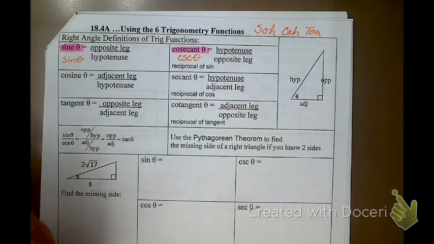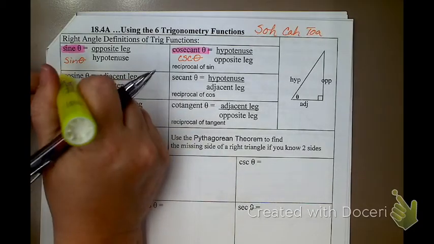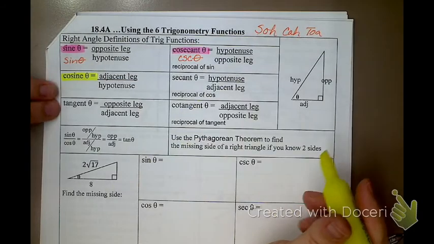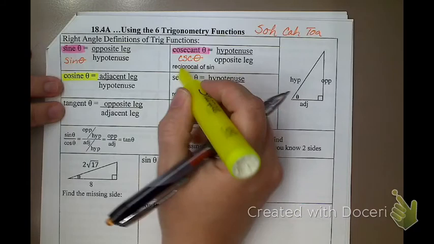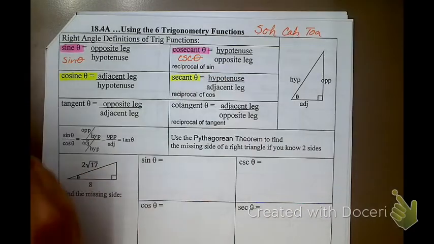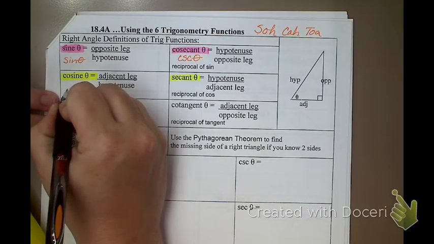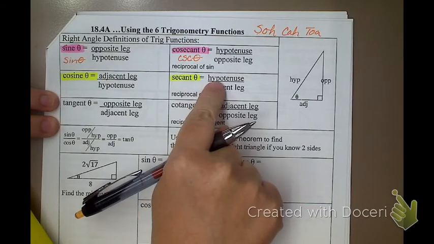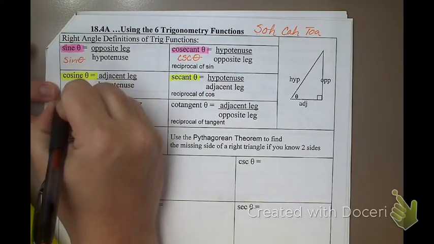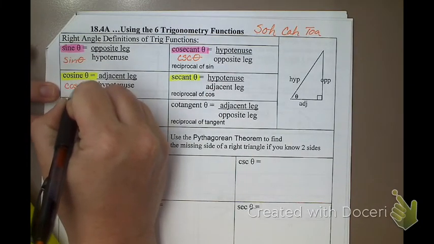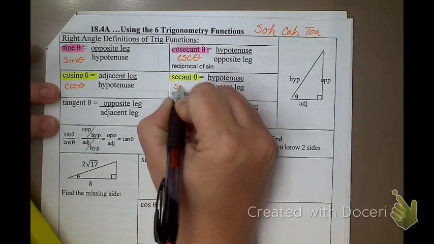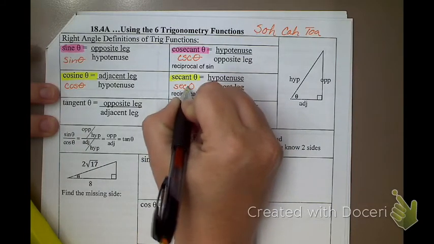Then we have cosine. We know that cosine is adjacent over hypotenuse from our SOHCAHTOA. And the reciprocal of cosine is called secant. And that's just your hypotenuse over your adjacent. So this one is abbreviated COS theta. We know secant, we abbreviate SEC theta.